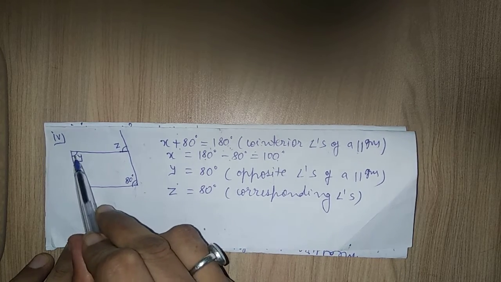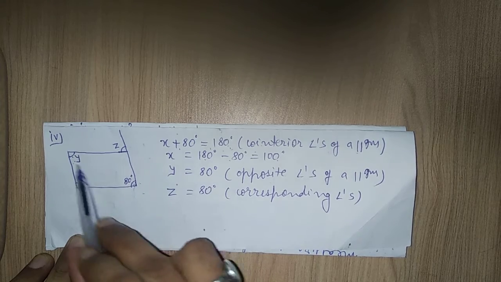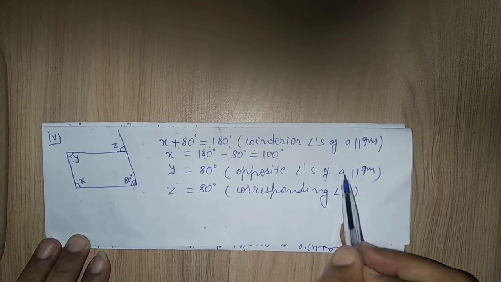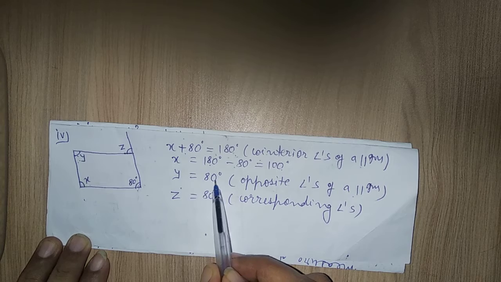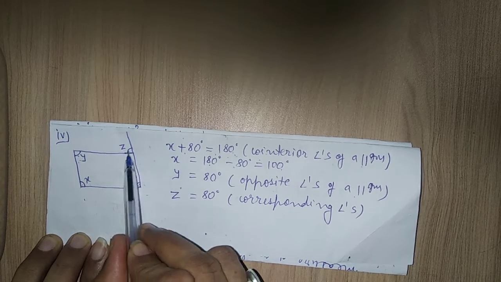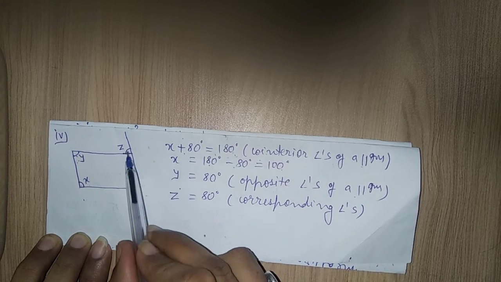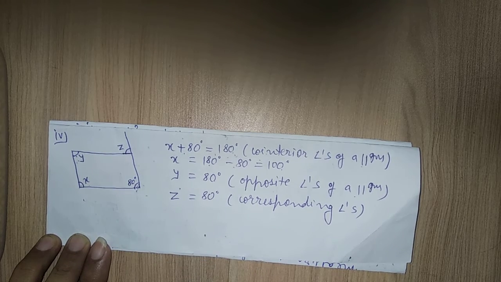Now y is equal to 80 degree. Since these are opposite angles of a parallelogram, so y is equal to 80 degree. Similarly, z is equal to 80 degree because these two are corresponding angles of a parallelogram.